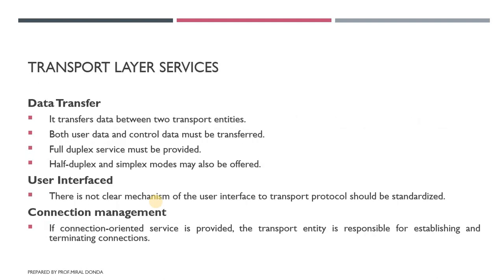Third is data transfer. It transfers the data between two transport entities. Both user data and control data must be transferred. Full duplex service must be provided. Half duplex and simplex modes may also be offered. We already know what full duplex, half duplex, and simplex are. So that is also used by the transport layer, and the data will be transferred from one entity to another entity.